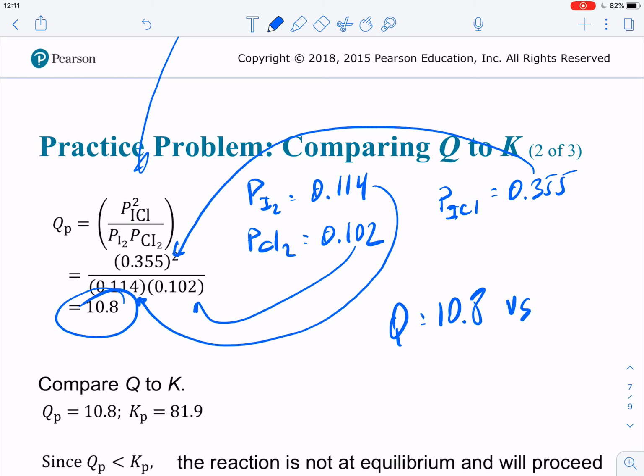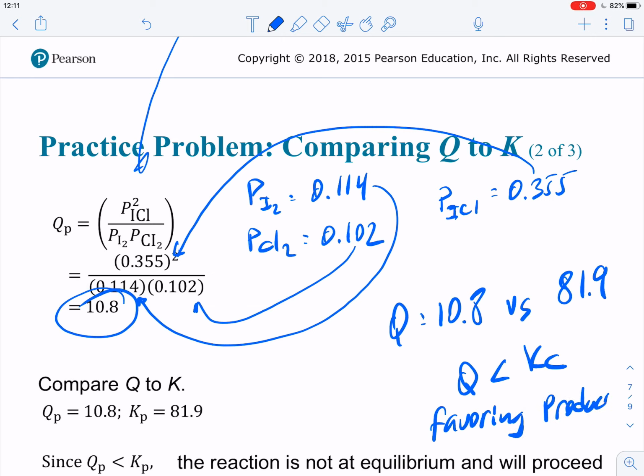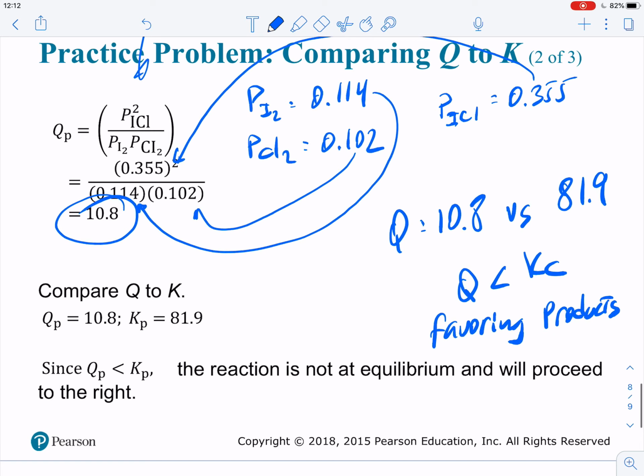So 10.8 versus 81.9. The conclusion is Q is less than Kc. And what happens when Q is less than Kc? Well, that means you are favoring the products, which in this case, if we are using pressures, means the pressure of the products will increase and the pressure of the reactants will decrease. So the reaction will proceed to the right.